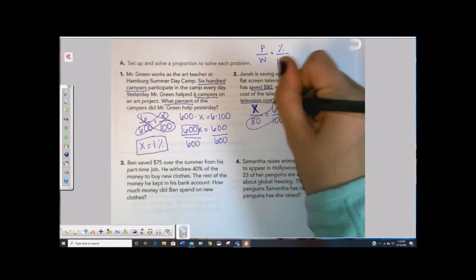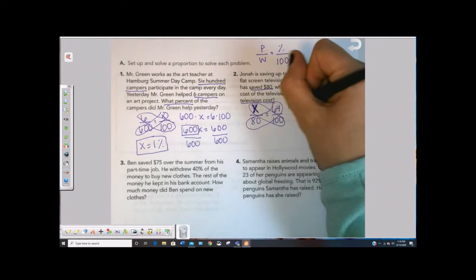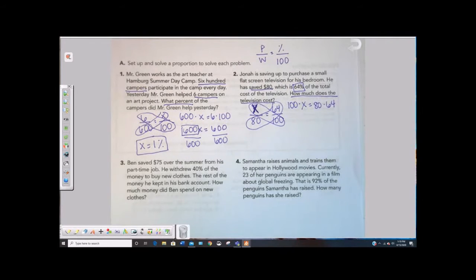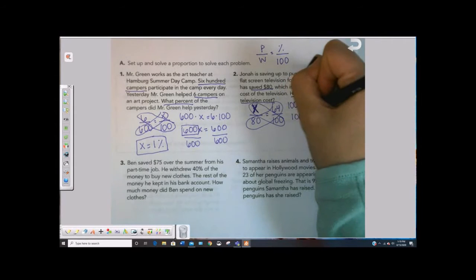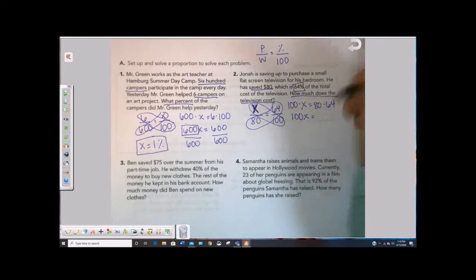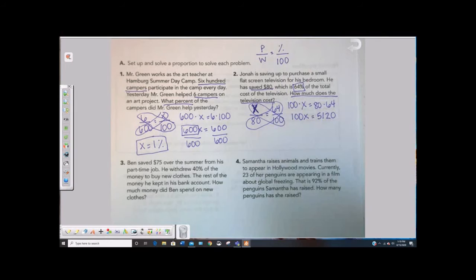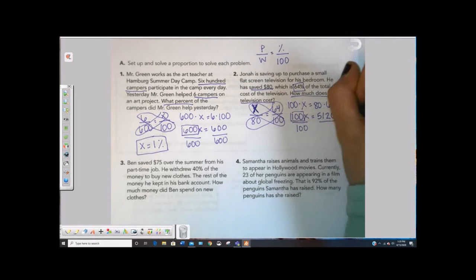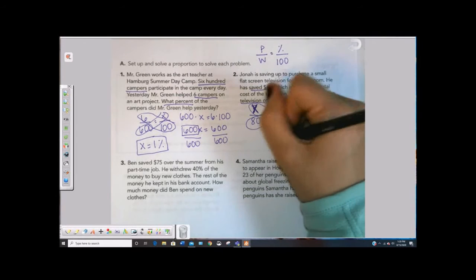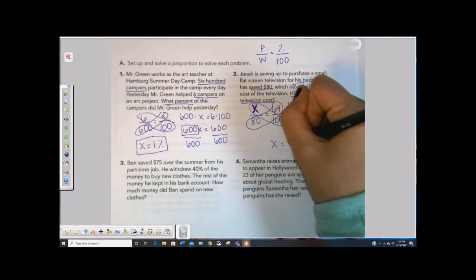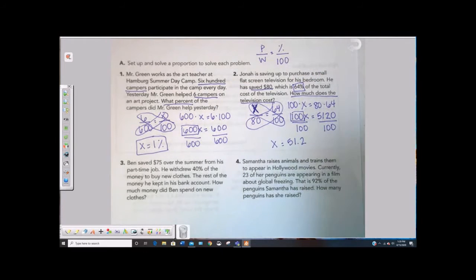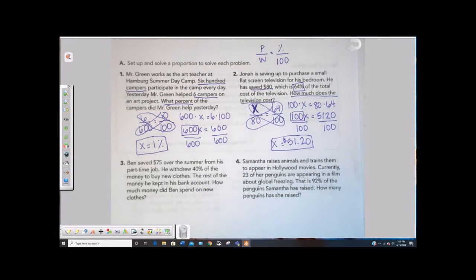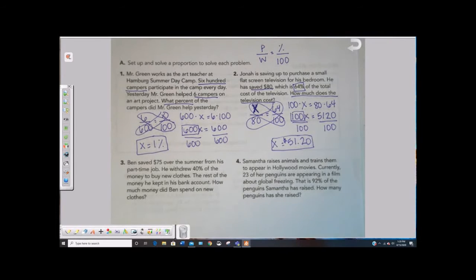And again, cross multiply. So 100 times x equals 80 times 64. So you'll end up with 100x equals 5,120. Opposite of multiply is to divide, dividing by 100. And you get x equals 51.2. However, we're talking about money, so we're going to add a 0 after the 2, so it's $51.20. So the television costs $51.20.